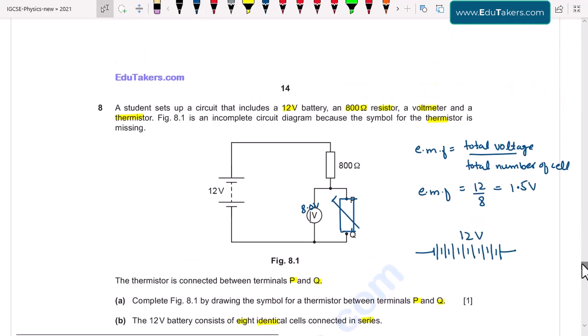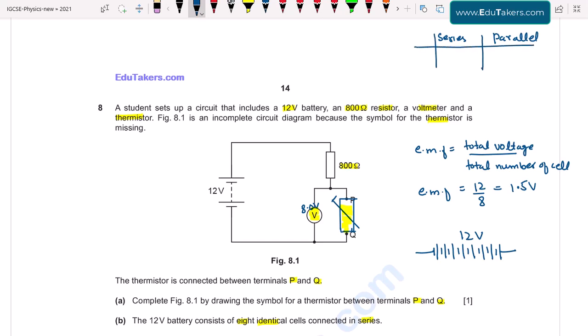So going back to this diagram, we can see here that the thermistor and this voltmeter are in parallel, and this parallel combination is in series with the 800 ohm resistance. So I just write here series and parallel combination, and now I make a table. First of all current, and second one is voltage.